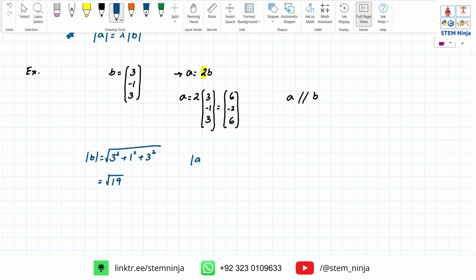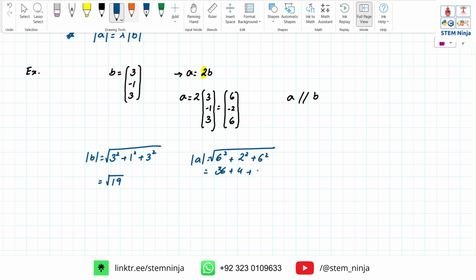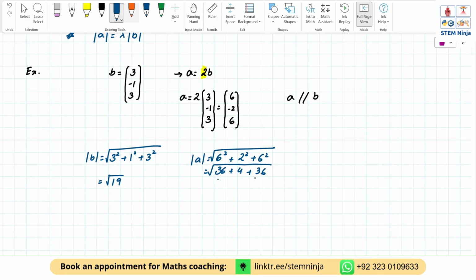A, on the other hand, is 6 squared plus 2 squared plus 6 squared. So 36 plus 4 plus 36. So that would be 36 plus 36 is 72 plus 4, 76.